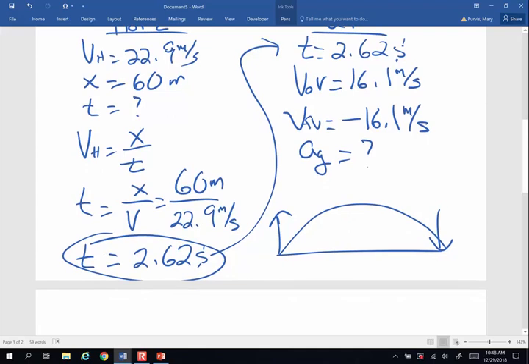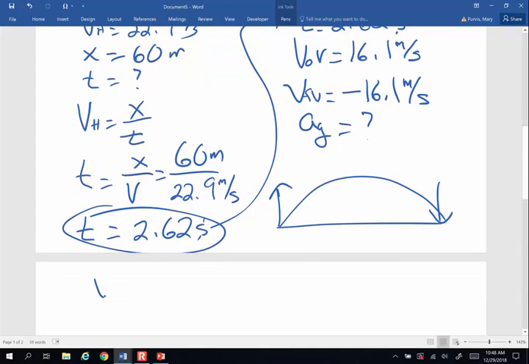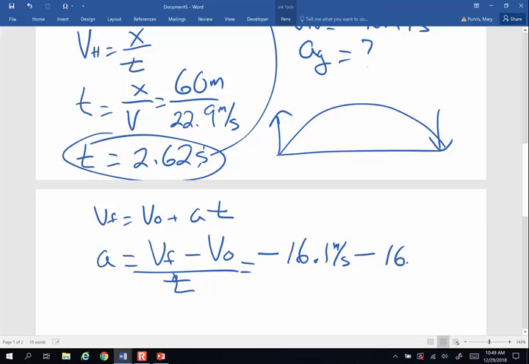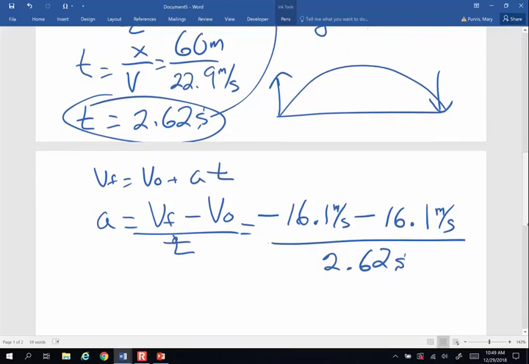Well, I'm going to use that sweet little equation I really like, VF equals VO plus at, and I'm solving for gravity. So acceleration of gravity will be final velocity minus original, divided by time. Final velocity is a negative 16.1 meters per second, minus my original vertical, 16.1 meters per second, and all of this happens in 2.62 seconds. When I do this, what do I get for the acceleration of gravity on Zorg? I got a negative 12.3 meters per second squared.